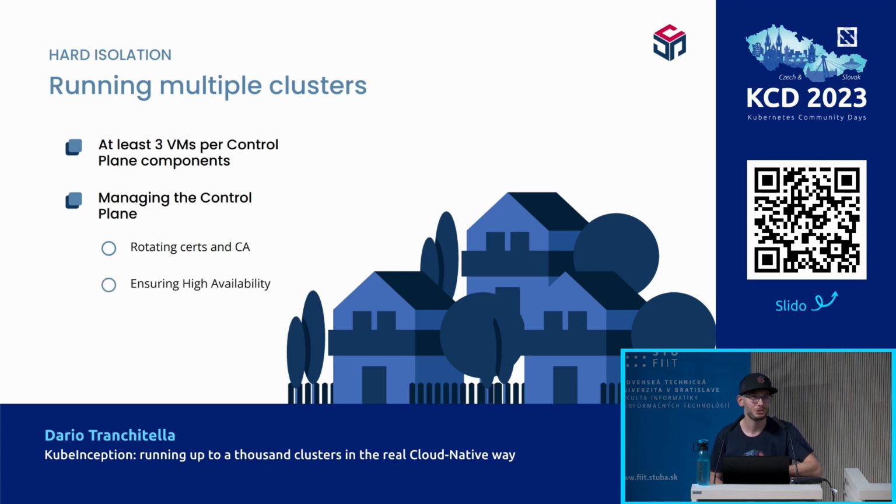Then you have to ensure high availability, so you have to create a virtual IP for the API, you have to be sure that the health checks are working, and so on and so forth, and you have to perform upgrades. Yesterday it was really helpful to attend a talk about upgrading Kubernetes clusters.